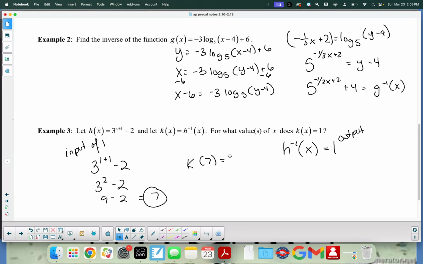Writing it correctly the way you're supposed to, k of 7 equals 1, since you're looking for the x values that actually get that. And again, that's just recognizing that they're talking about the output of an inverse, which means it's the input of the original. Okay, onward to actually dealing with inequalities.